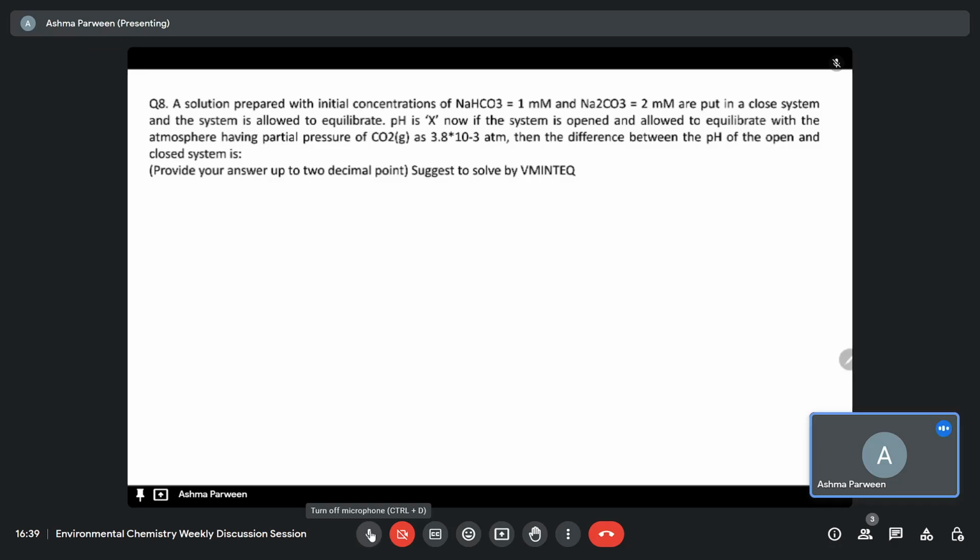As I can see, many of the assignment questions are given to be solved based on Visual Minteq. So I request you to please download it. It is very easy to calculate the pH, to plot log C-pH graphs and do a lot of things in Visual Minteq. So let's see.